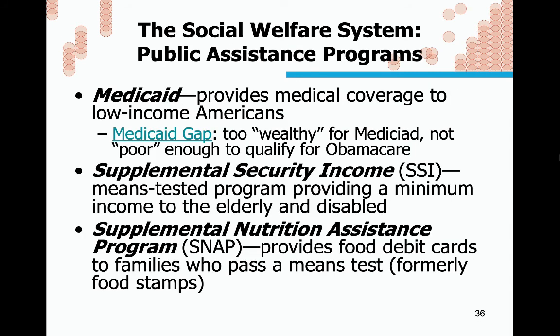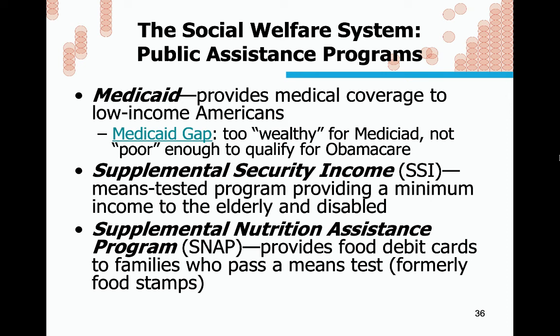Right. Other public assistance programs, we could talk about Medicaid, which provides medical coverage to low-income Americans. This is not the same thing as Medicare. It's similar. And Medicare, again, provides medical coverage to retired Americans. Medicaid provides medical coverage to low-income Americans. However, there does exist something that's called the Medicaid gap. And this hyperlink, yet again, will take you to John Oliver, who will yet again comedically explain what this means.